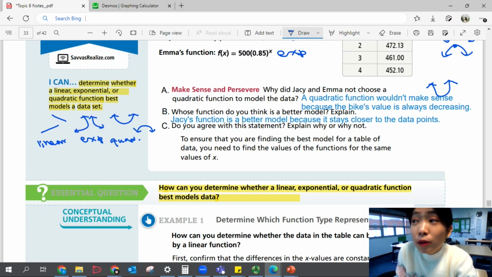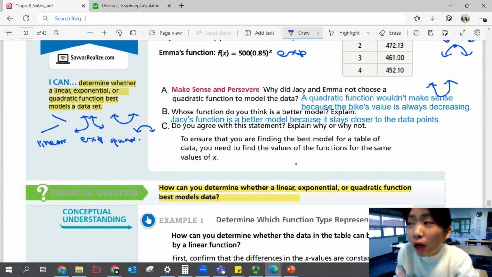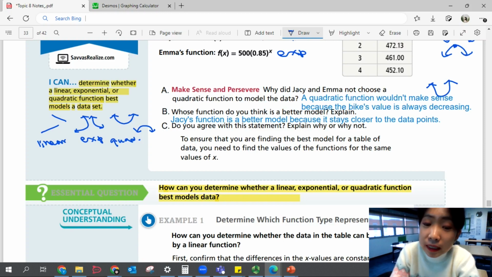So it is helpful that we find the values for the functions for the same values of x, but not all data points might be perfectly fit into a line, whether it's a linear line, an exponential function, a parabola, or quadratics, right? But yes, it is helpful that we find the values of the functions for the same values of x. So that's where we can start.